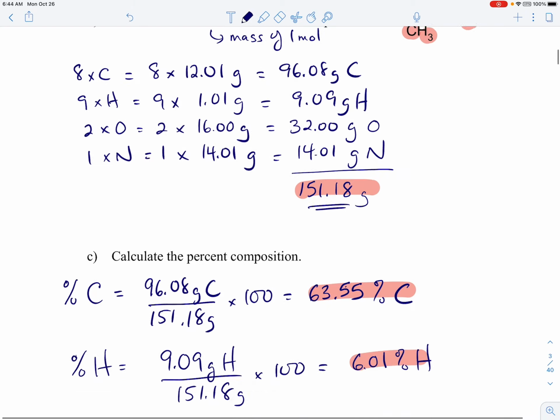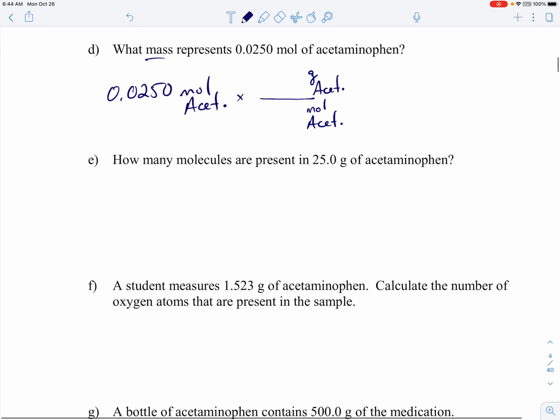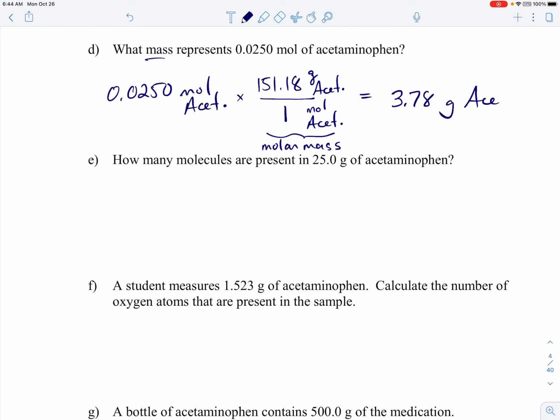151.18 grams. So we can come back down here and use that as our unit multiplier. 1 mole of acetaminophen weighs 151.18 grams. You might want to remind yourself when you see moles and grams of the same substance in a unit multiplier, that is your molar mass. So we're using the molar mass that we calculated earlier. Significant digits, I can keep 3 digits in this answer. So we get on a calculator 3.78 grams of acetaminophen.